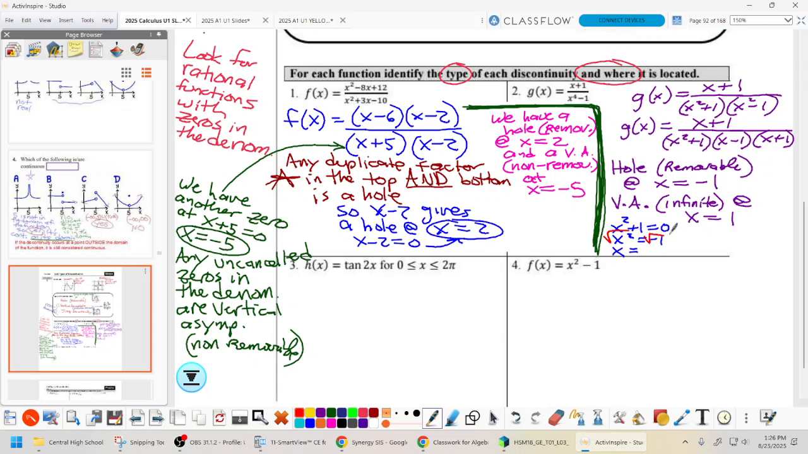Okay, we're square rooting a -1. So we get plus or minus i. This is not real. No discontinuity. So that factor doesn't matter in the sense of the discontinuity. We ignore it.